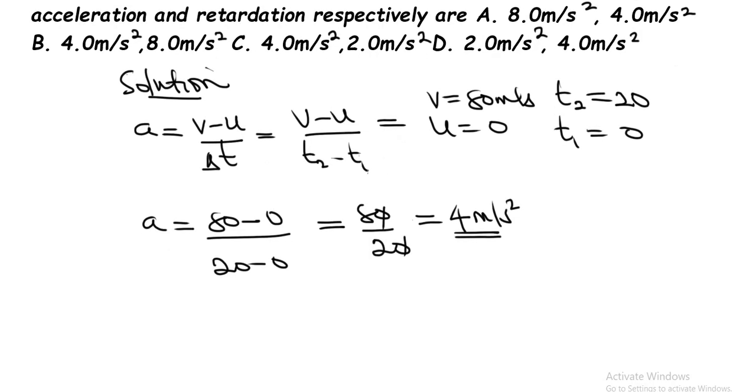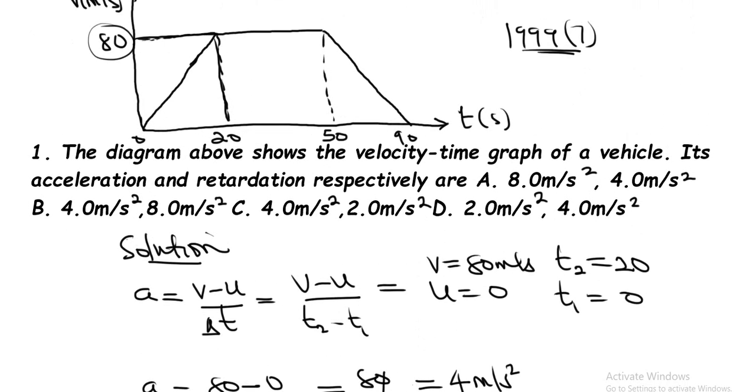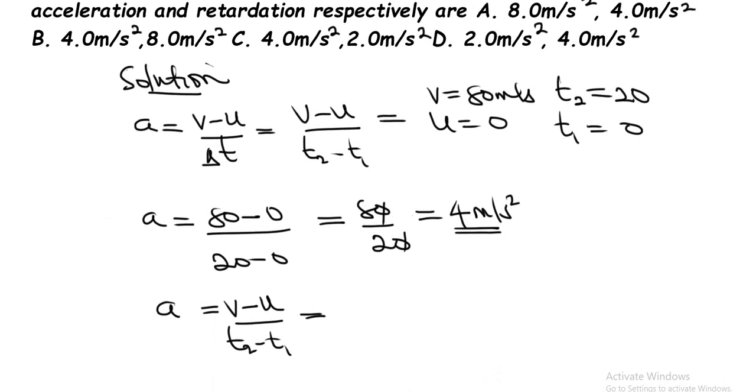Now let's look at what the retardation is. For the retardation also we are having a, still using the same formula, v minus u divided by t2 minus t1. Now at this point we could see that our v is when the body is decelerating. At this point v equals 0 and u equals 80. Let's look at what v is actually talking about in that case.